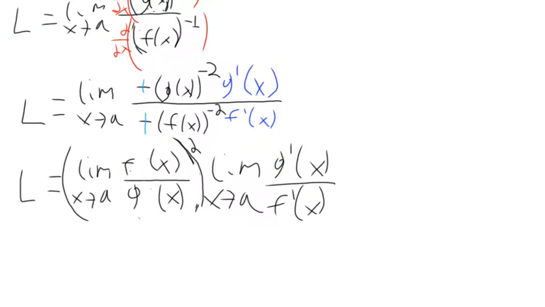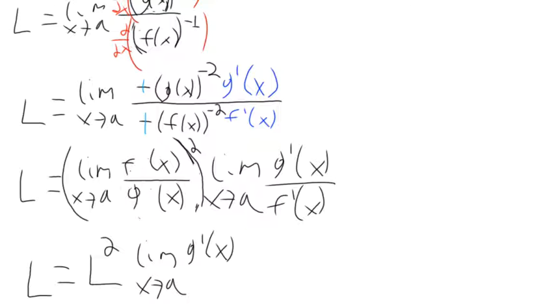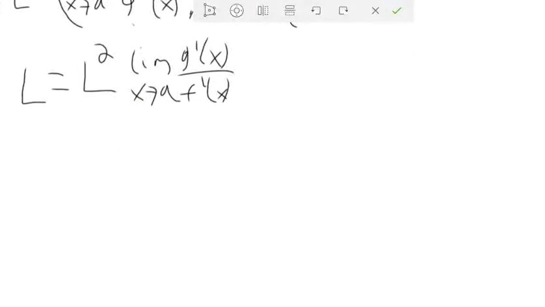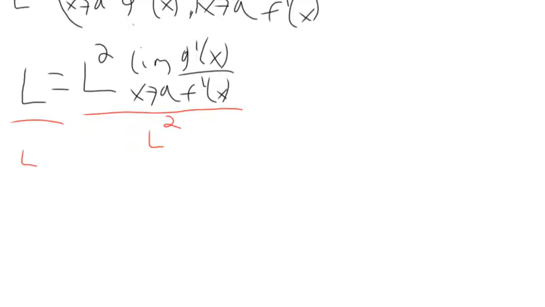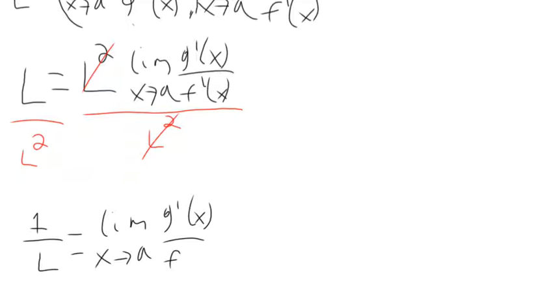So I'm going to say that L equals L squared times the limit as x goes to a of g prime of x over f prime of x. And now I'm going to divide both sides by L squared. The L squared cancels out, so we have L over L squared, which is 1 over L, equals the limit as x goes to a of g prime of x over f prime of x.